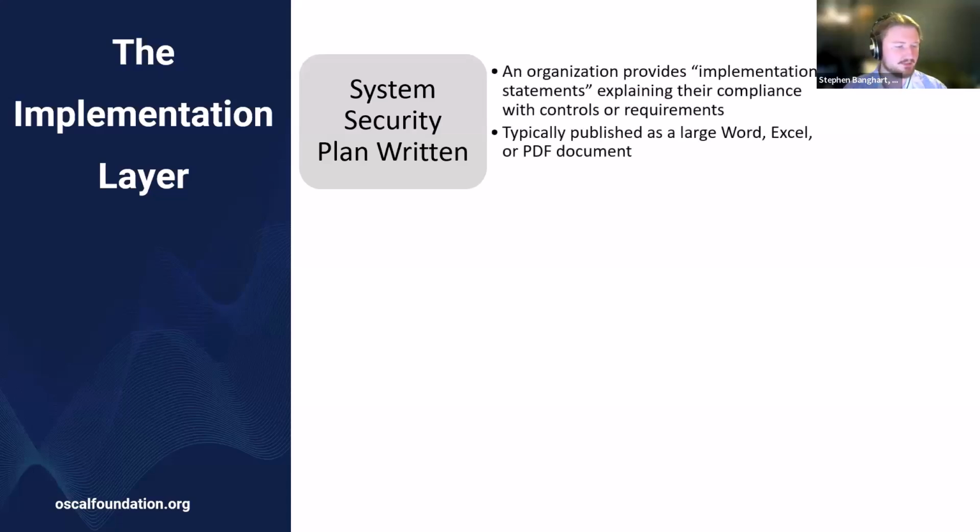The first step any enterprise goes through is they write a system security plan. This is tremendously difficult and time consuming. We trivialize it a little bit by putting it just here in one box on this page. This is difficult. You put together a large document that explains their compliance with controls and requirements. This is typically a large Word file.